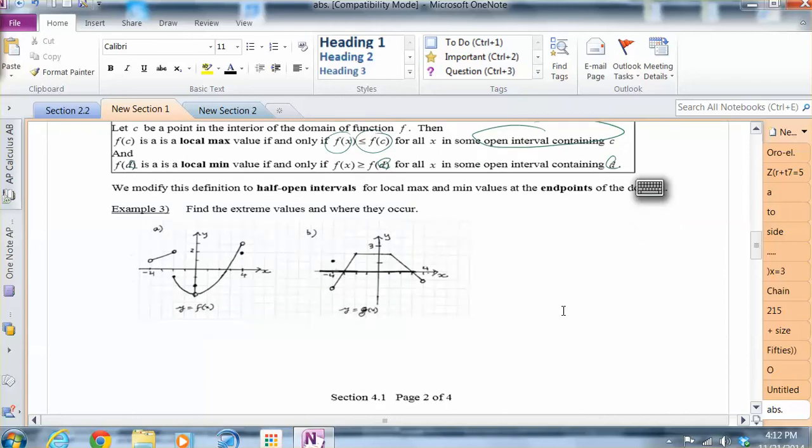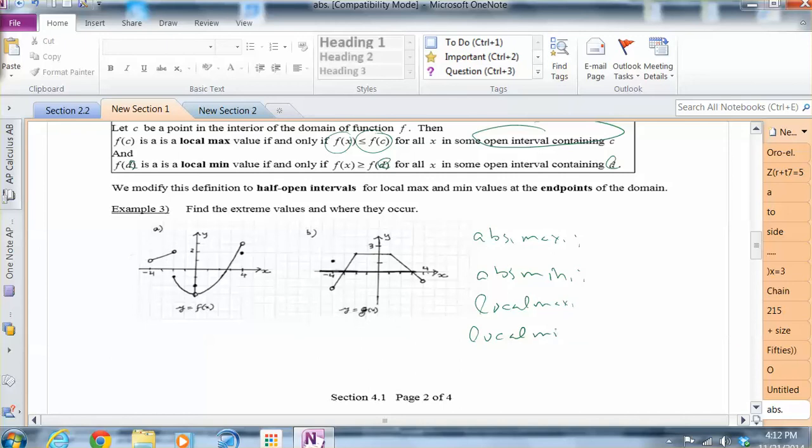So here we have example 3, identifying extreme values where they occur. So here we have an absolute max, absolute min. Well, I don't have it for sure, but I'm just going to write this down for now. Local max, local min. And here we have absolute max, absolute min, local max, local min.